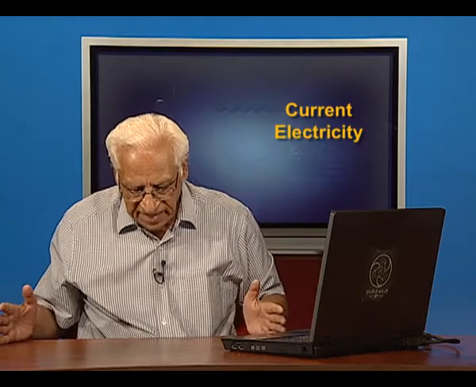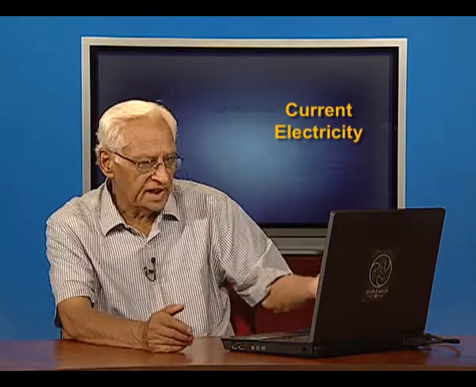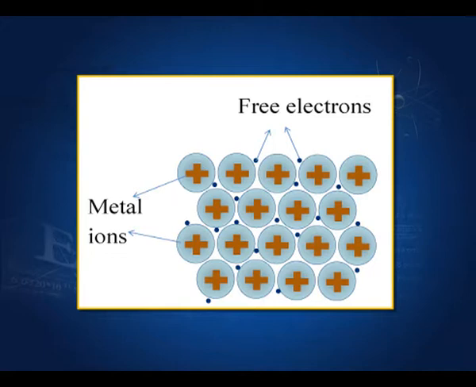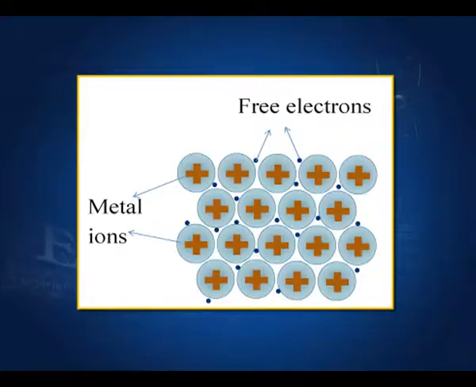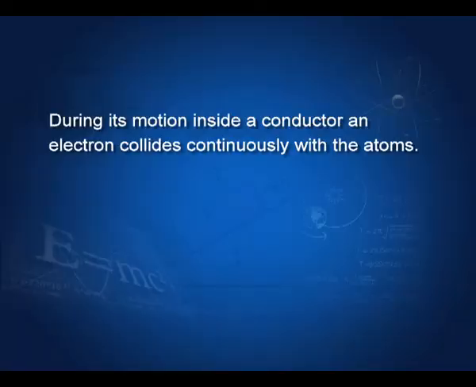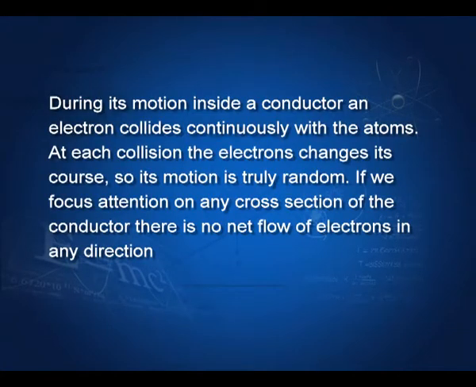And all the atoms get crushed against each other, with the result that a few electrons, as I have shown here, become delocalized. That means they do not belong to any particular atom. And these electrons can move if there is a potential difference across. These electrons are called free electrons. Now, during its motion inside a conductor, an electron collides continuously with the atoms. At each collision, the electron changes its course, so its motion is truly random.